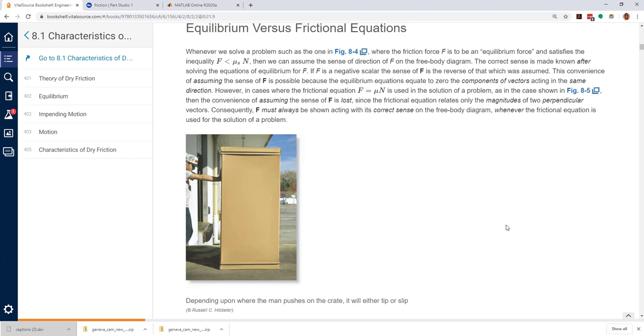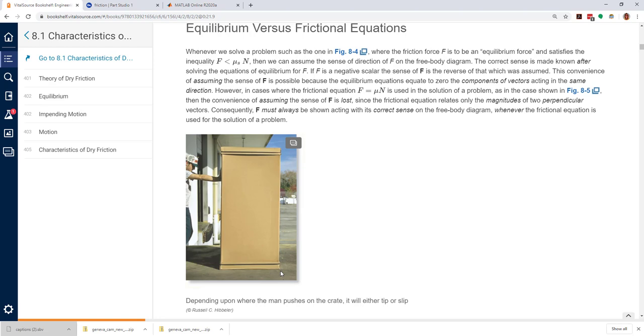I'm going to show you a few external resources available, and this one in particular with the concept of slipping or tipping. So in the book here, we have this example of a really tall object with a person pushing on it. And there's two ways that this box can move. It'll either slide across the ground, or it'll stay in equilibrium, it won't move. Or it could tip over. And if it tips over, it's going to tip forward around this front corner up here.